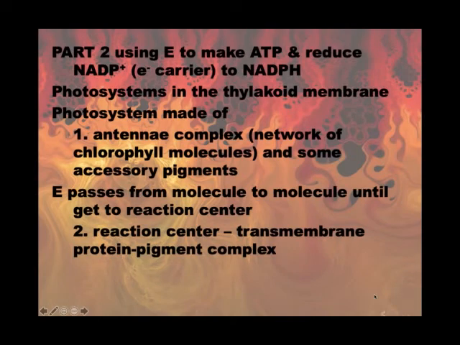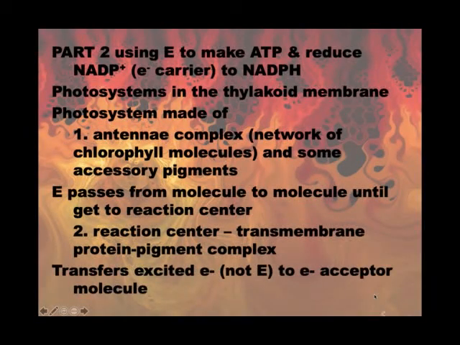And then the reaction center is a transmembrane pigment complex. Okay, so it's kind of a weird thing. It goes through the membrane, that's where it's transmembrane, goes across the membrane, and part of it is protein, part of it is pigment. So if you think about this photosystem, the antenna is all the chlorophyll and other pigment molecules, and then the reaction center is the stem or the handle of the umbrella. What happens when it gets to the reaction center, it transfers the excited electron, not really the energy, to an electron acceptor molecule.